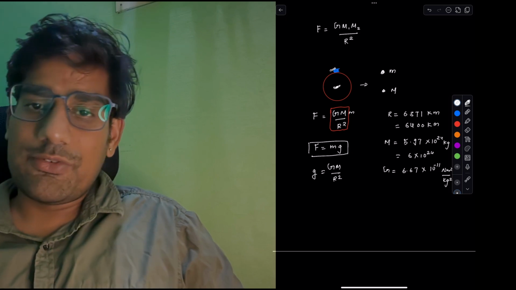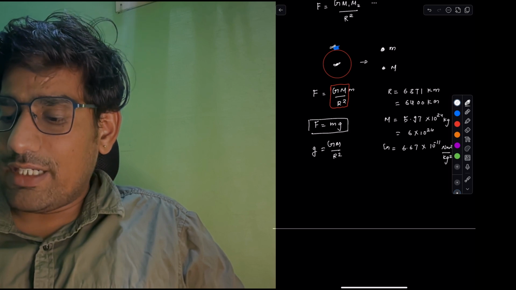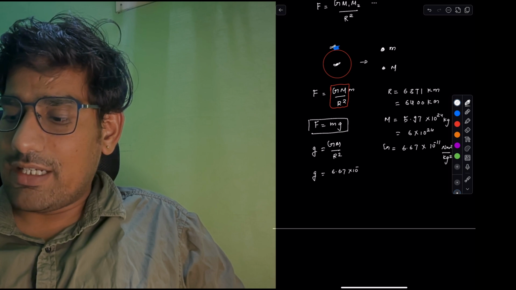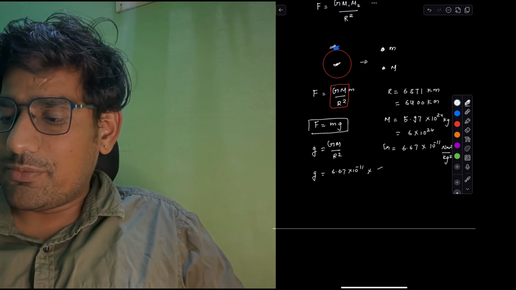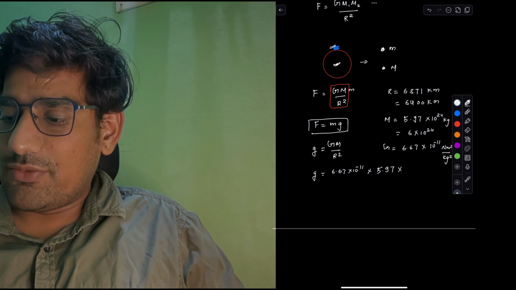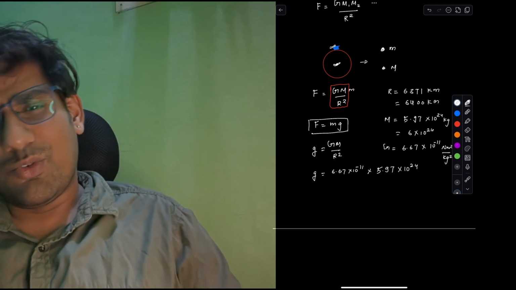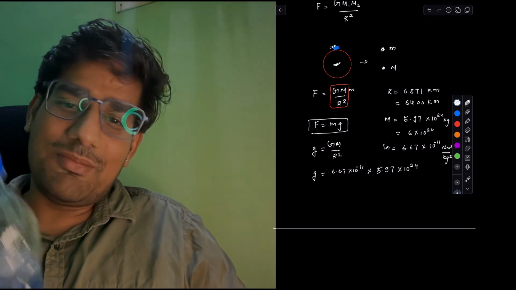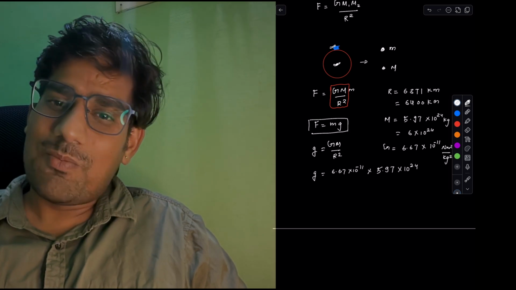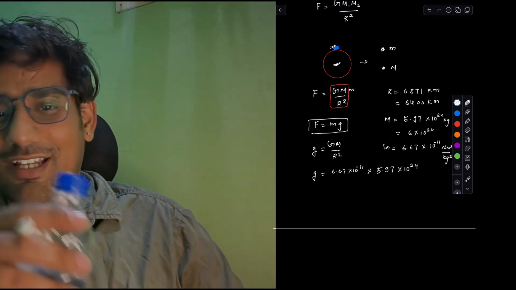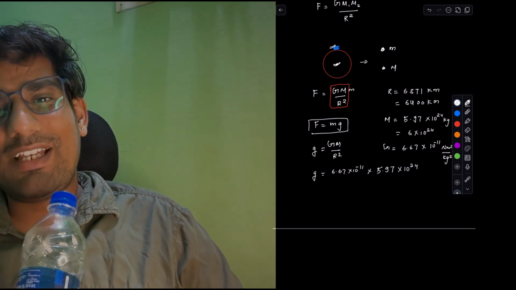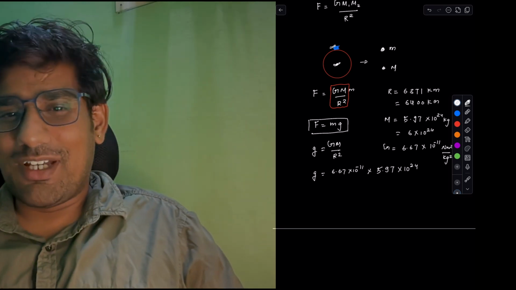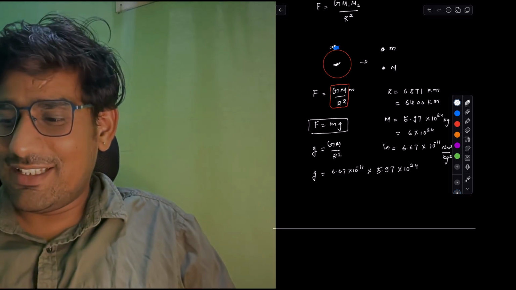So if I place this value here, then I will get a fixed value of g, that is 6.67 times 10 to the power minus 11, and the mass of the Earth is 5.97 times 10 to the power 24. One thing: how do we know the mass of Earth? Let's suppose this is a bottle. I can calculate the mass of this bottle by placing it on a weighing machine. But how do we calculate the mass of Earth? Think about it, I'm leaving it to you. If you are able to find out, just say it in the comments.